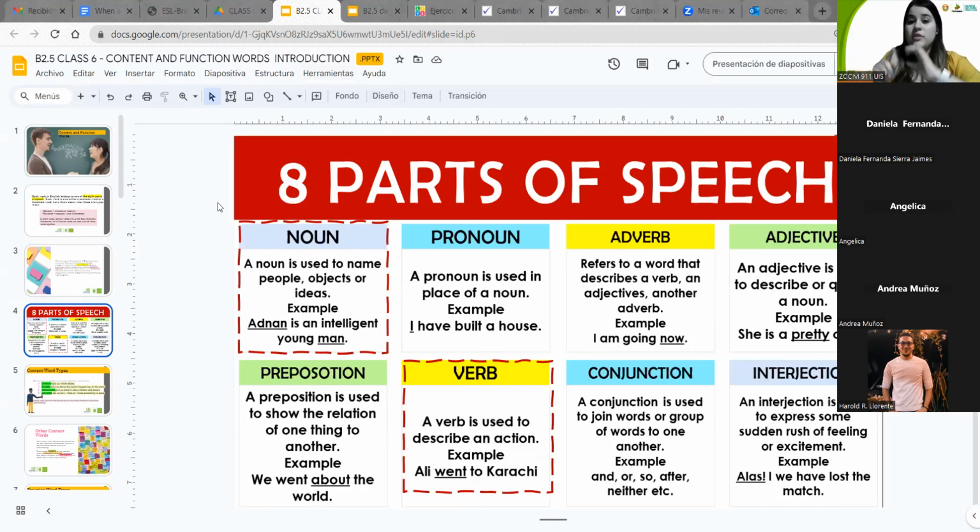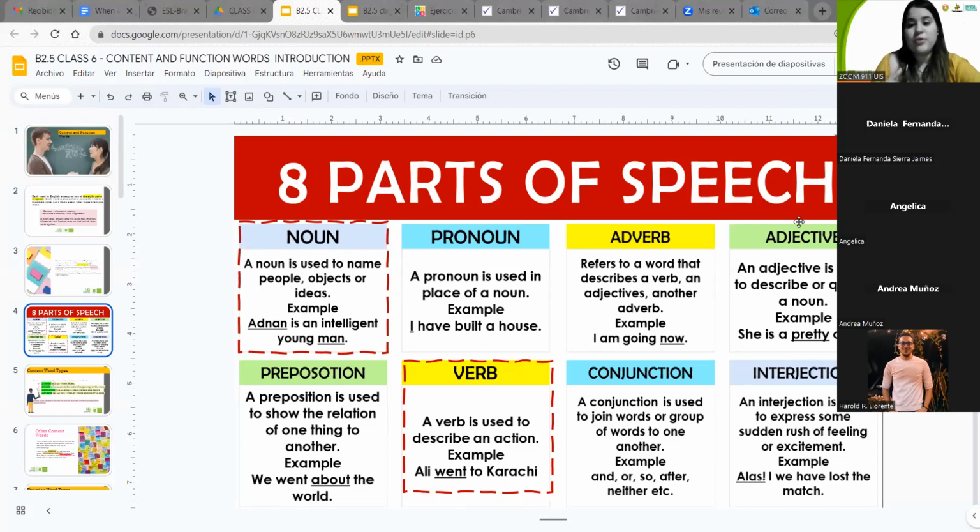So we have 8 parts of speech. We have nouns, pronouns, adverbs, adjectives, prepositions, verbs, conjunctions, and interjections. So a noun, you guys know, is used to name people, objects, or ideas. For example, Adnan is an intelligent young man. So Adnan is a noun, man is a noun.